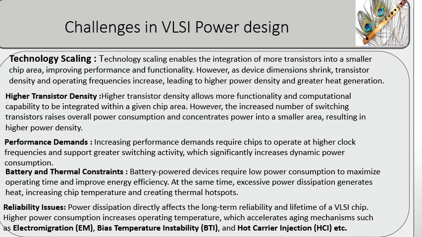In portable and battery-powered systems, reducing power consumption is essential to maximize battery life and energy efficiency. The resulting power dissipation generates heat, creating thermal constraints that can limit performance and increase cooling requirements. Elevated temperatures and high current densities accelerate reliability degradation through mechanisms such as electromigration, bias temperature instability, and hot carrier injection. Consequently, balancing performance, power, thermal management, and long-term reliability has become a fundamental challenge in modern VLSI chip design.